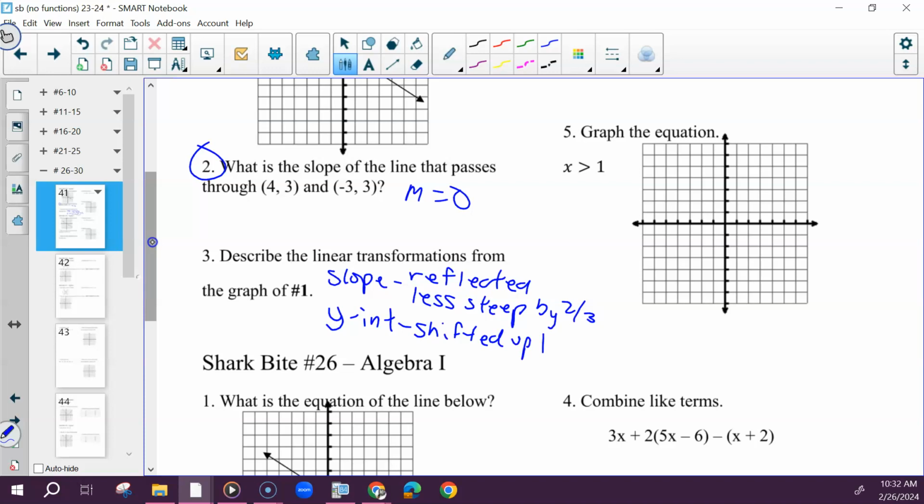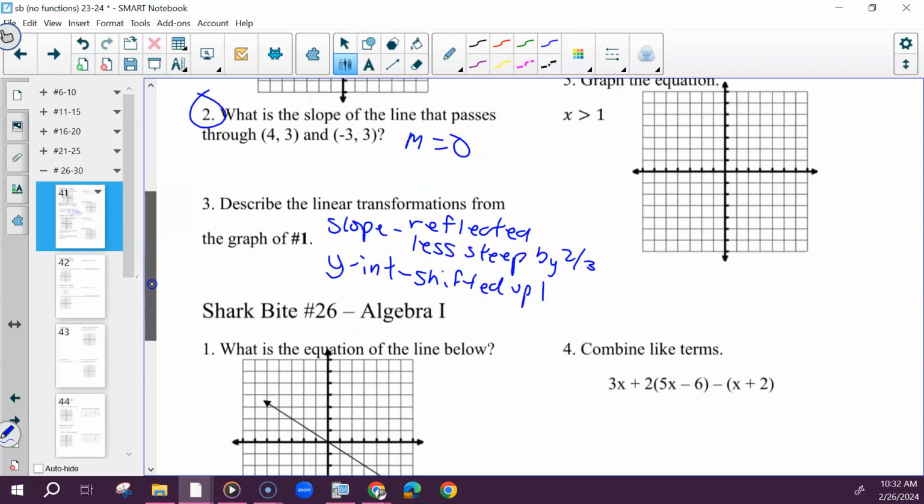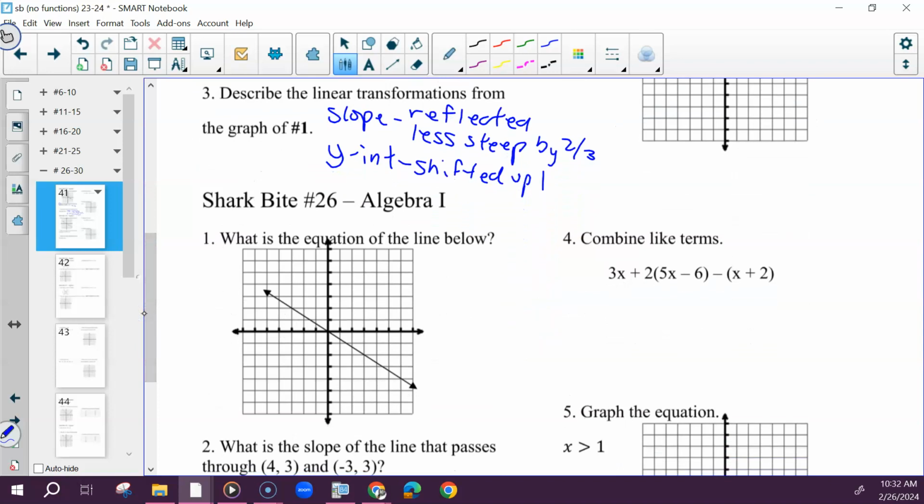If you got the graph where the y-intercept is at 0, the slope parts are the same. It was reflected and is less steep by 2/3, but the y-intercept doesn't change. So would it be okay if your y-intercept doesn't change? Sure, or stay the same. But you need to have all 3 parts, the 2 things for the slope and the 1 thing for the y-intercept, to get that full point. Questions on 3?